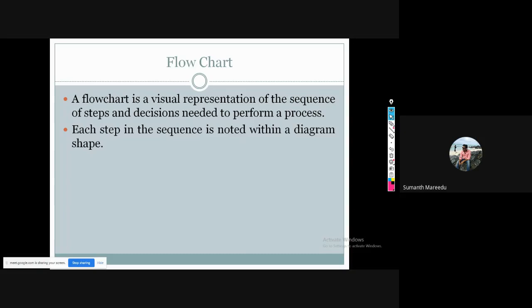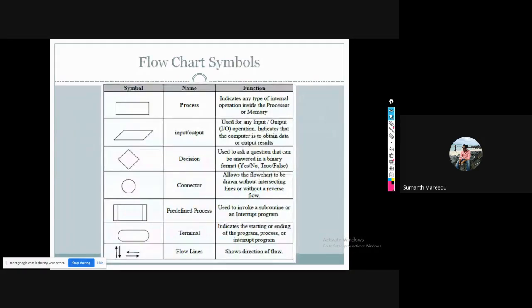A flowchart is a visual representation of the sequence of steps and decisions needed to perform a process. So a sequence of steps and the decisions, all included in one process, will be represented with the visual representation. Each step in the sequence is noted with a diagram shape, that is what I told you, a symbol. Some diagrammatic shapes are used in representing flowcharts. So I'll give you the list of those symbols or shapes we use. These are the symbols we generally use.